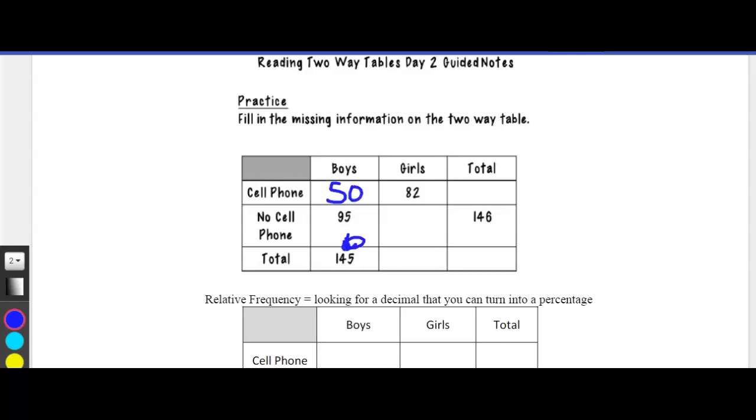All right, and then we can move on to this next column, because now that I have boys and girls, I can figure out the total for the cell phone column. And 50 plus 82 would give us 132. All right, again, looking at this row, I have how many people have cell phones, how many people have no cell phones. I can add those to get my grand total. So 132 plus 148, and I just did that wrong in my calculator, 280.